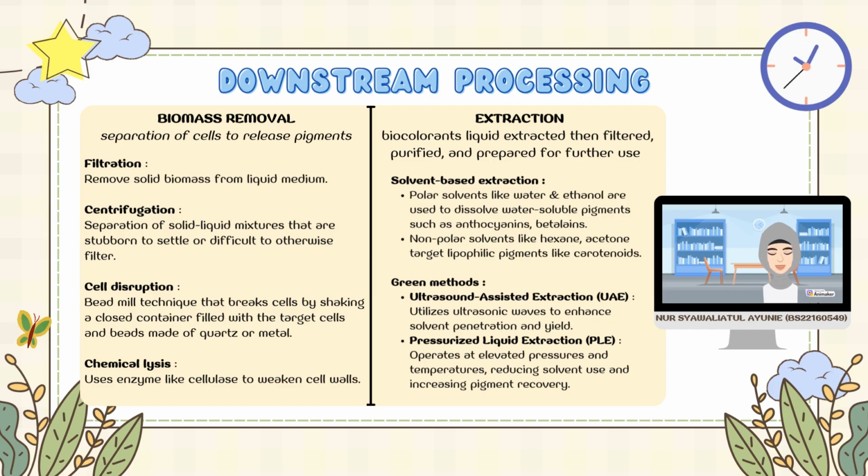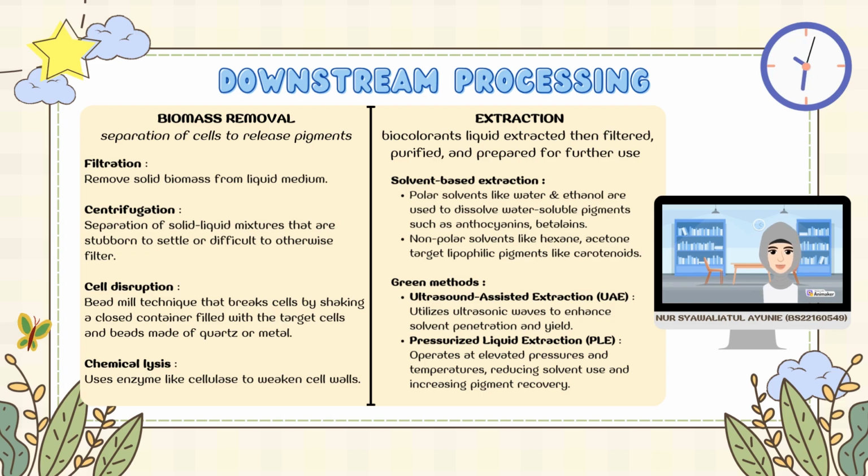To address these challenges, advanced green methods are often employed. For example, ultrasound-assisted extraction (UAE) utilizes ultrasonic waves to break open cells, enabling faster solvent penetration and improved pigment yield. Similarly, pressurized liquid extraction (PLE) operates at elevated pressure and temperature, reducing the need for large quantities of solvent while enhancing the efficiency. The choice of method depends on the type of pigment, source material, and environmental considerations.